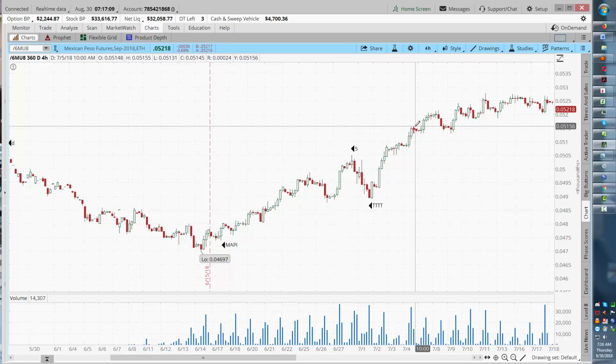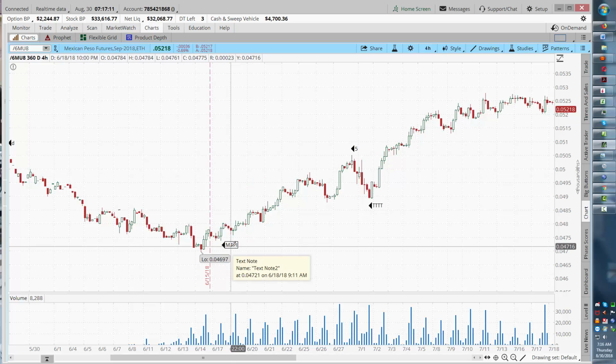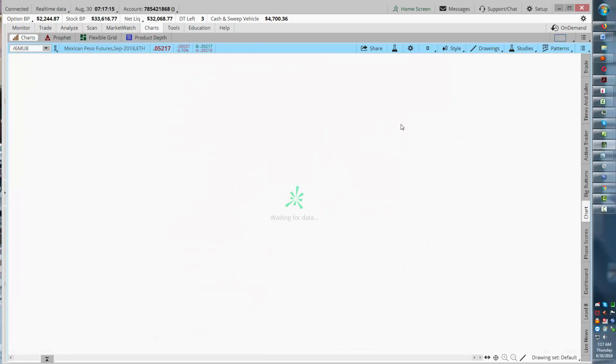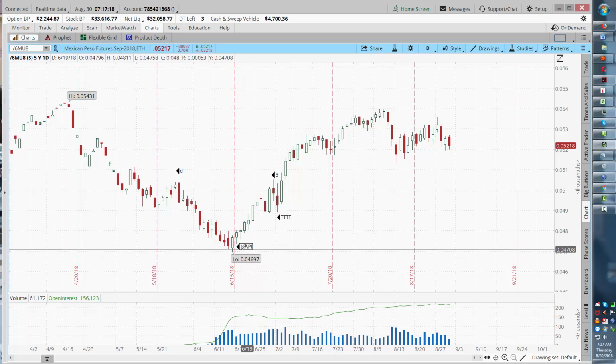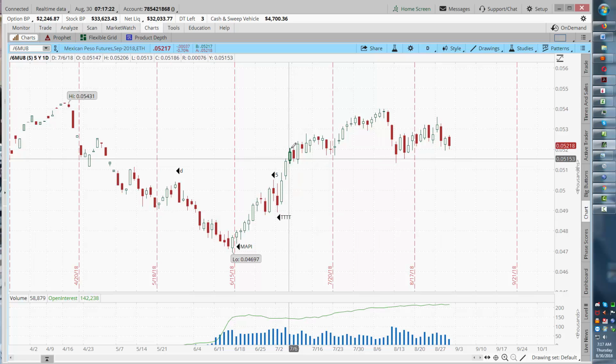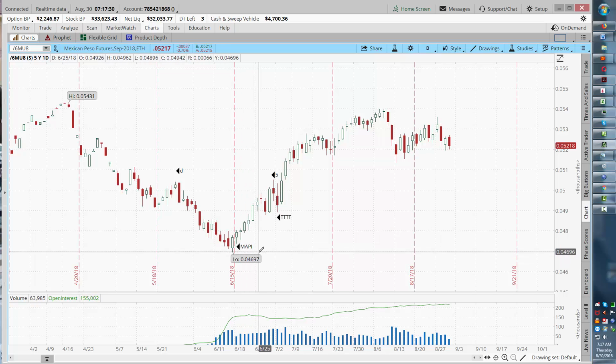Now, you may find that when I label this in MAPI, it's not unusual to get 5 waves up after that. 1, 2, 3, 4, 5. So we had the 5 waves in either case. Okay, this is the new Andrews major pivot indicator.